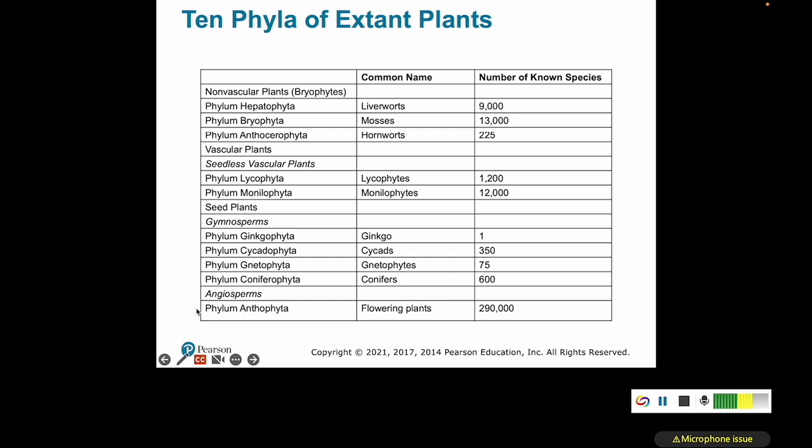So just like we divided our animals into different phyla, we're now going to go through and look at our plants through different phyla. In this video, we're mainly going to talk about our non-vascular plants, and we'll come back and talk about these in the following videos.